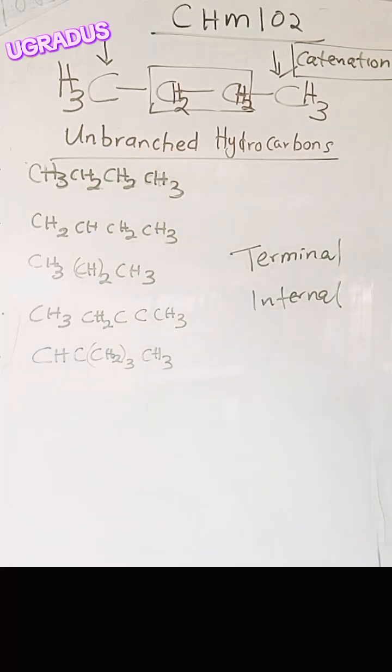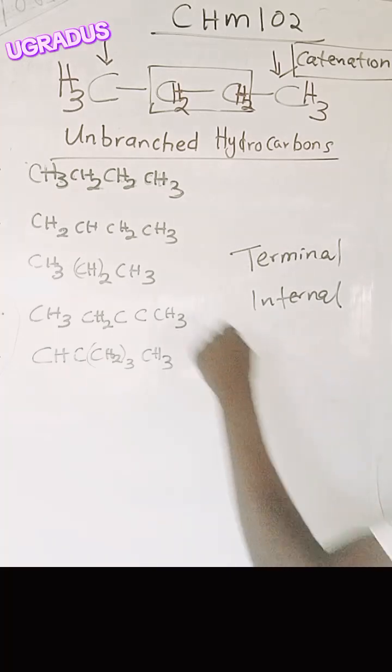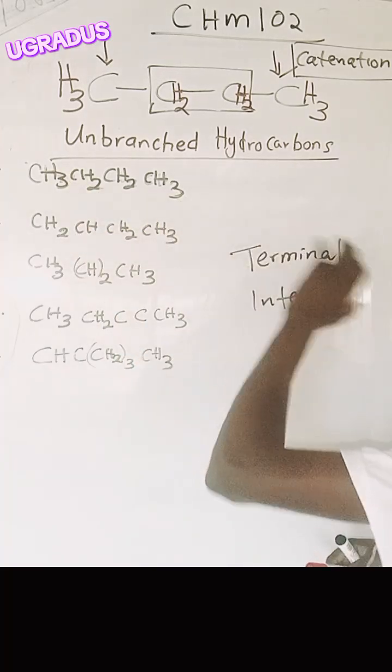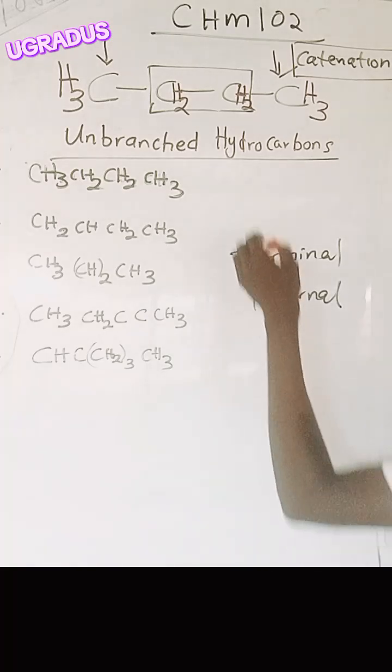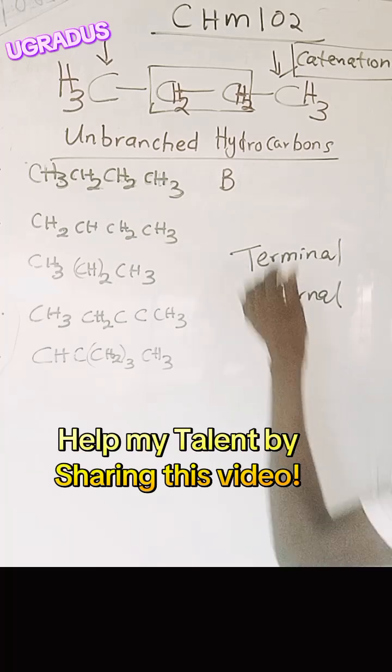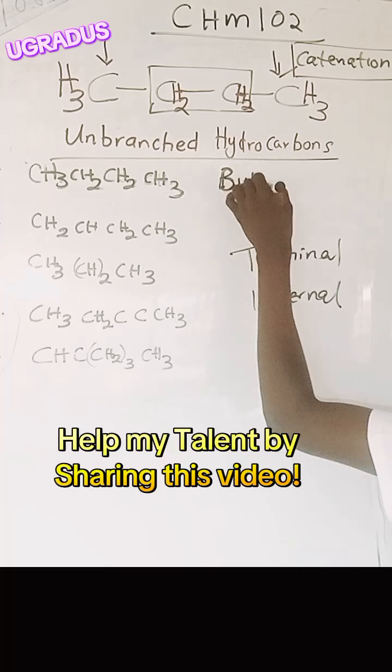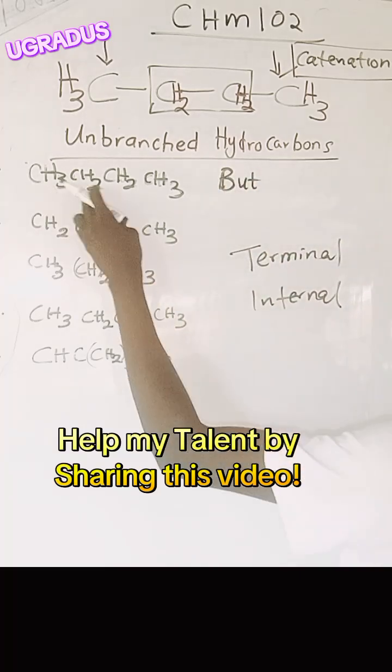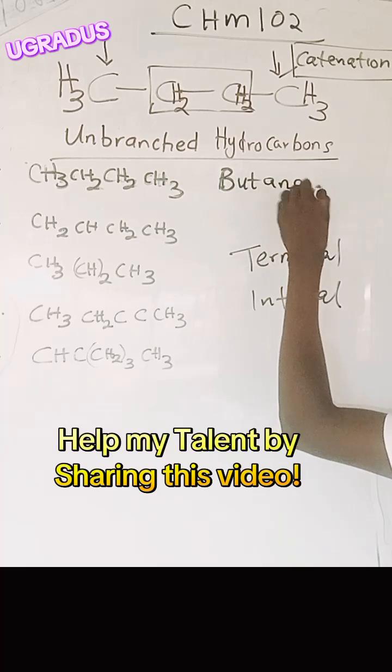There's no need for naming any attachment. Just count 1, 2, 3, 4. Since it obeys all the rules, then that will be... You have to remember the Greek naming I taught you in my previous video. I said but is suggesting 4 carbons. So 1, 2, 3, 4, that's but. Then you say butane.